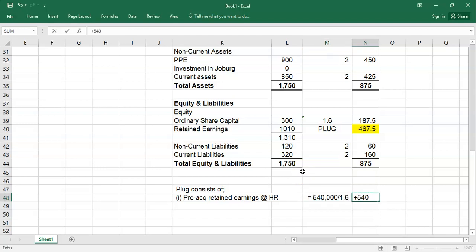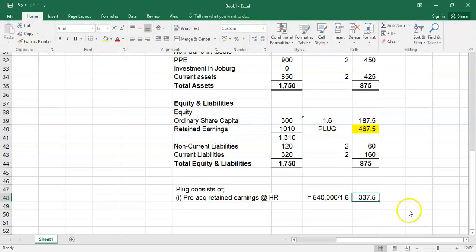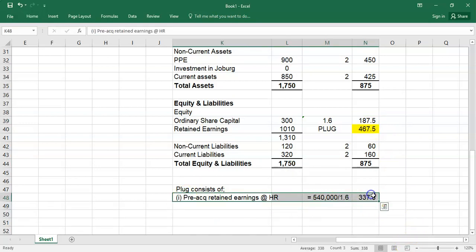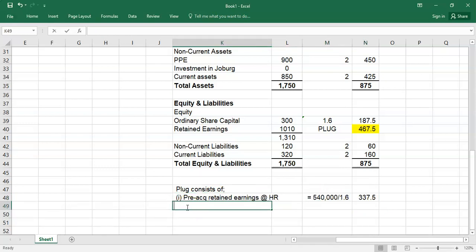Divided by 1.6, sorry, keep putting the plus in, is 338. Just make sure it's not rounded. 337.5. Just try and keep it to the half as it matches the solution. So that's the one that's going to be going to our goodwill working, because they're pre-acquisition retained earnings. Then, now you have to be careful here.